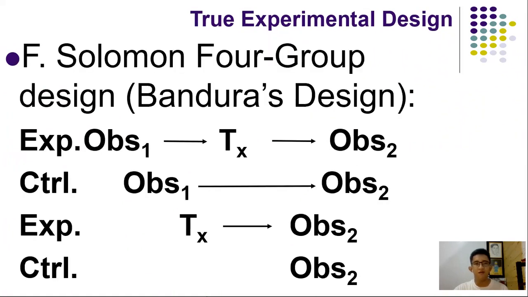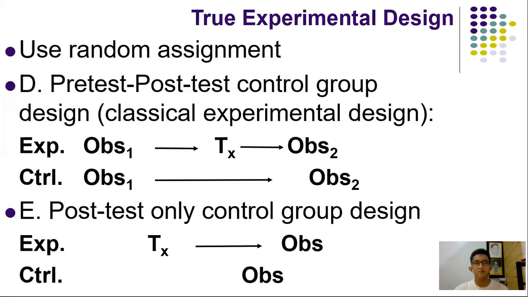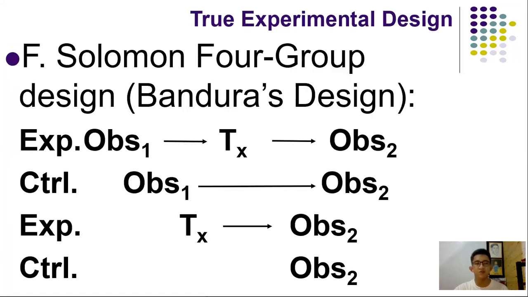The last type of the true experimental design is the Solomon 4 group design or the Banduras design. It is simply a combination of the two, the pre-test, post-test control group, and the post-test only control group design. Kung saan meron kang dalawang experimental at dalawang control group, dalawang control groups.